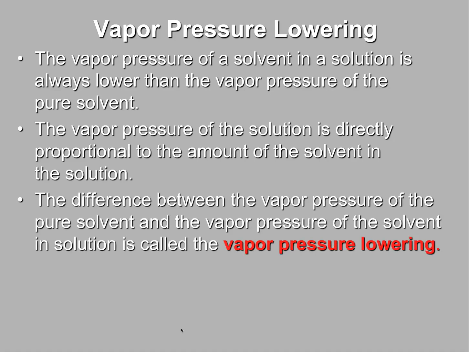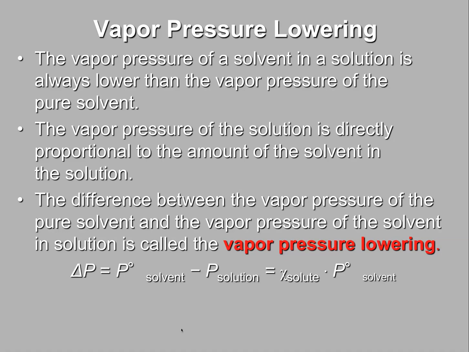So the more solute you dissolve, the greater the vapor pressure lowering is going to be. The difference between the vapor pressure of the pure solvent and the vapor pressure of the solvent in solution, again, is our reference to vapor pressure lowering. So we have to figure out what is going on between solvent by itself versus a solution with solvent and solute.